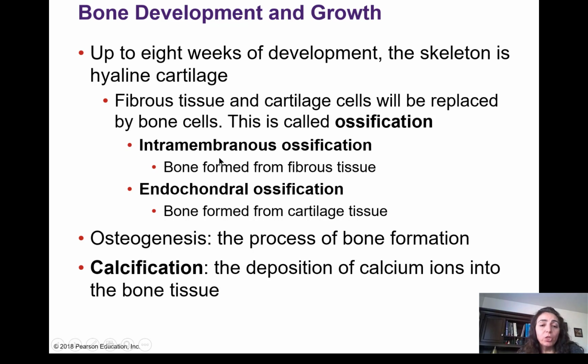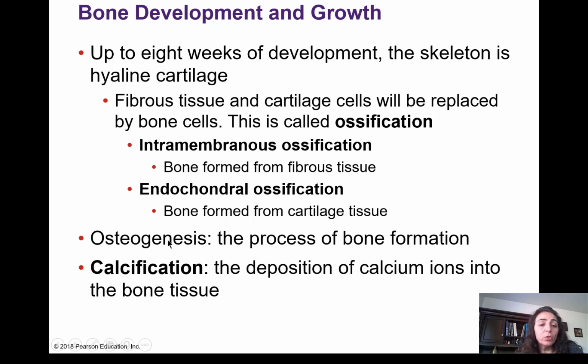In intramembranous ossification, bone is formed from fibrous tissue, and in endochondral ossification, and you all know that chondral means related to the cartilage or chondrocyte, bone is formed from the cartilage tissue. So that's the main difference between these two types of ossification, intramembranous and endochondral ossification.